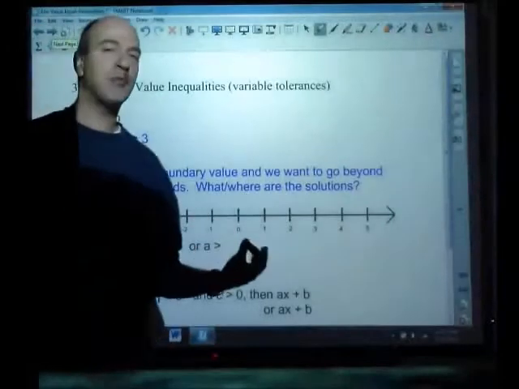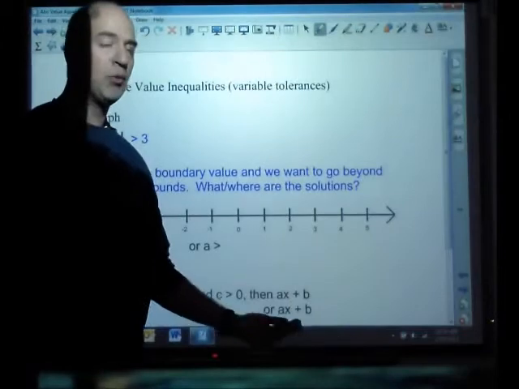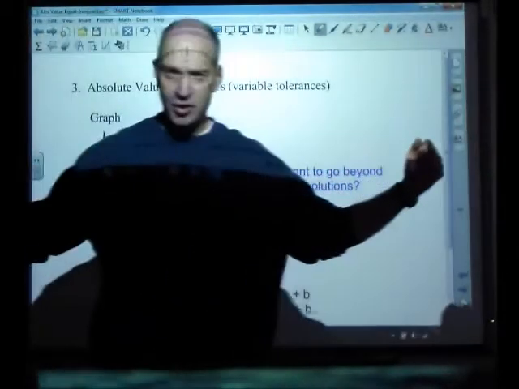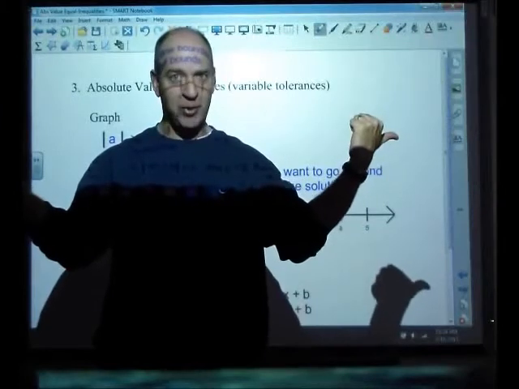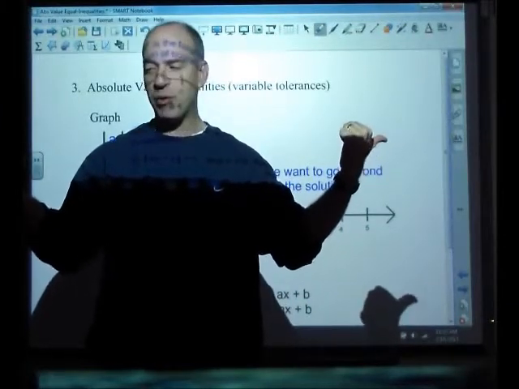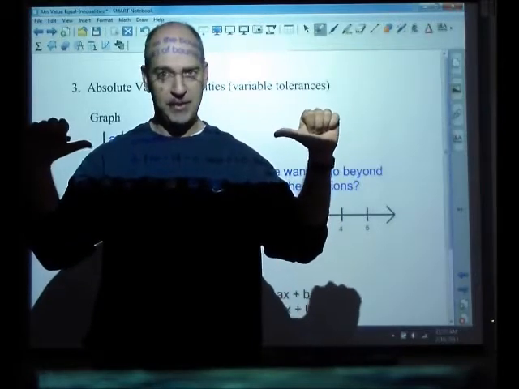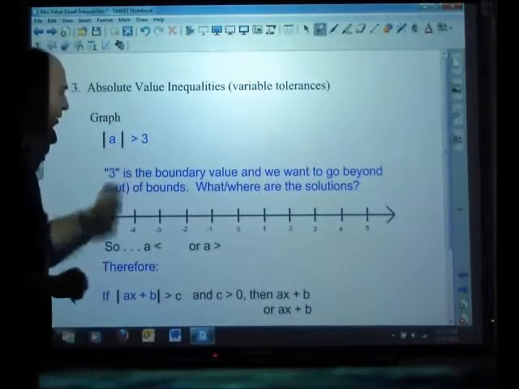The next step then would be to say, can we do absolute values where they're actually inequalities? Where they're not equal to a distance from 0, but watch this, they're either beyond it. Now if you look at my thumbs, they're going out beyond a distance from 0, or are they within that distance from 0? So you're going to see me do thumbs out or thumbs in based on the inequality symbol.